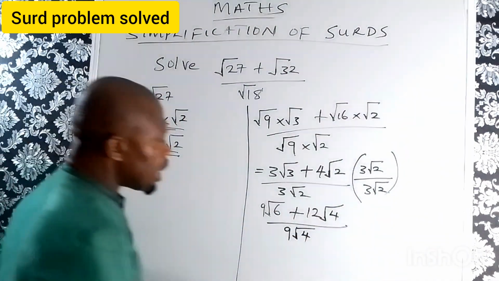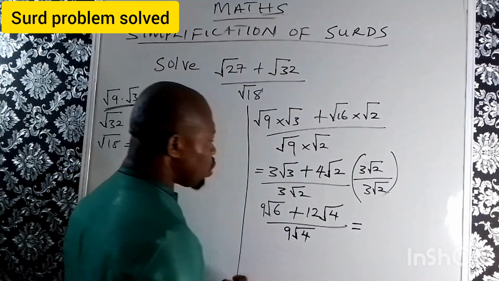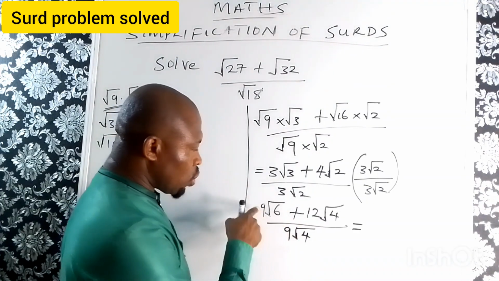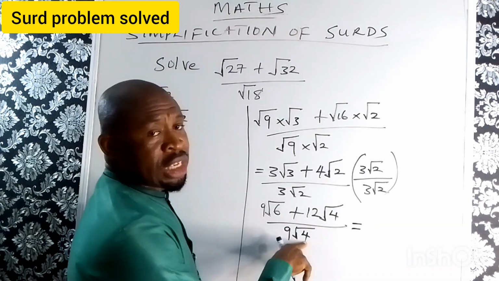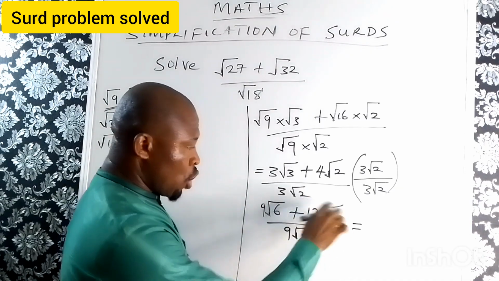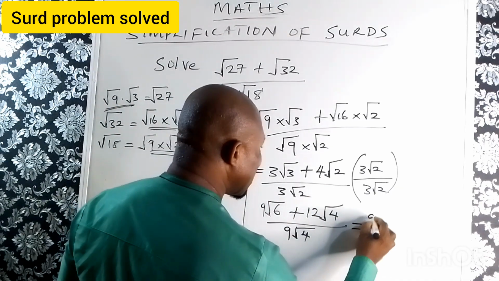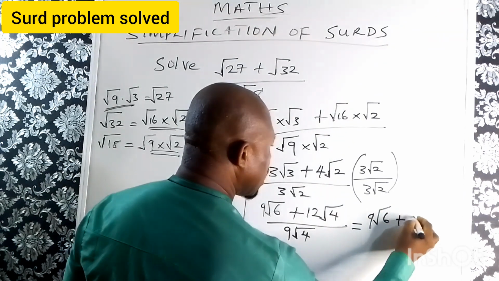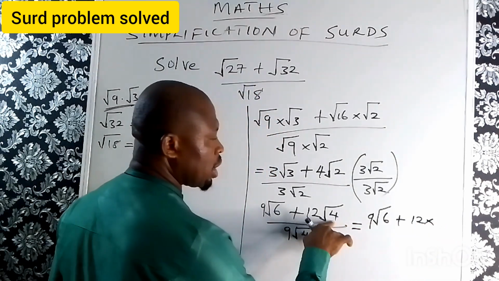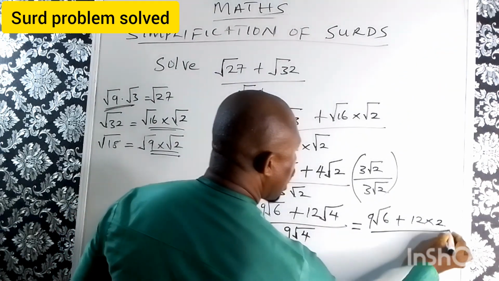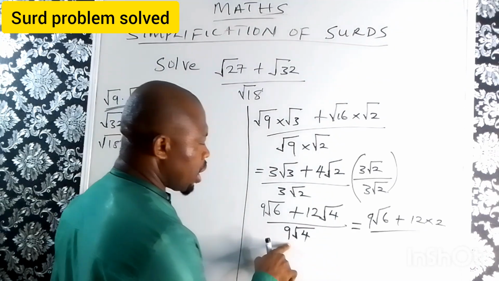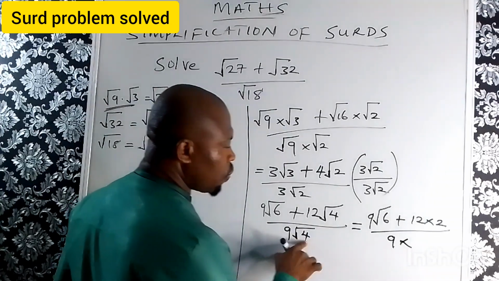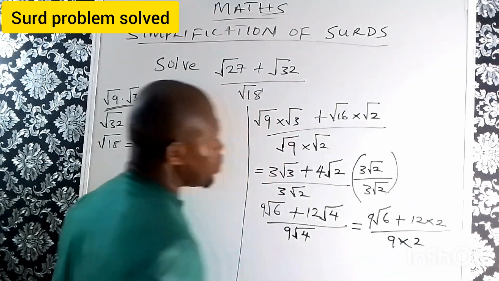Now we can take a closer look at this. We have this, we have this, we have this. This one is a perfect square, this one is a perfect square. We'll reduce them, which will give us 9 root 6 plus 12 times 2, all over 9 times, and of course, root 4 will give us the 2.